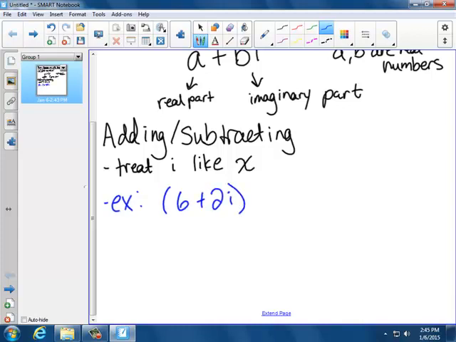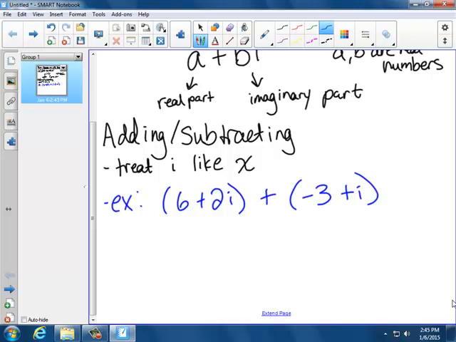So there's an example of a complex number. 6 is the real part, 2i is the imaginary part. And then we add it to another complex number, negative 3 plus i. A lot of times we use parentheses to emphasize this is one complex number and this is another complex number. We're adding them together. So it's really just like combining like terms.